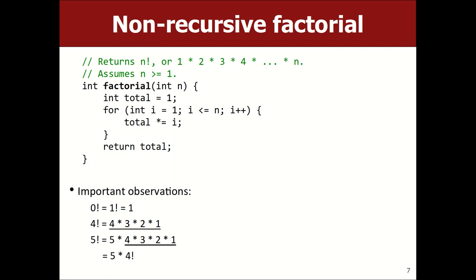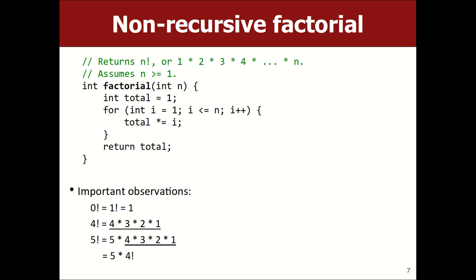It's not very hard. But one thing that you notice, if you look at this pattern, is that 4 factorial is 4 times 3 times 2 times 1. Same idea going up. 5 factorial is 5 times 4 times 3 times 2 times 1. Hey, look, 5 factorial is just 5 times 4 factorial. So if I were trying to write a factorial function, I could use this relationship in my code.